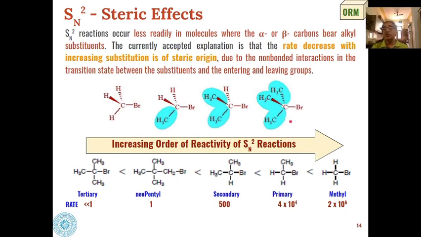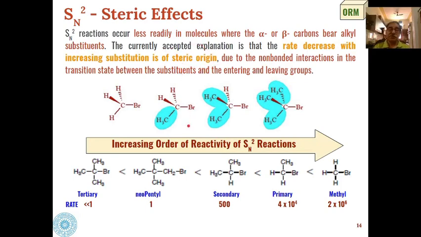So as the steric hindrance increases, the difficulty of the nucleophile approaching this carbon also increases. Because the ease of approach of the nucleophile from the backside decreases and difficulty increases, the rate of reaction will decrease as we move from unsubstituted to most substituted substrates. So steric hindrance will lead to a decrease in the rate of SN2 type of reaction.